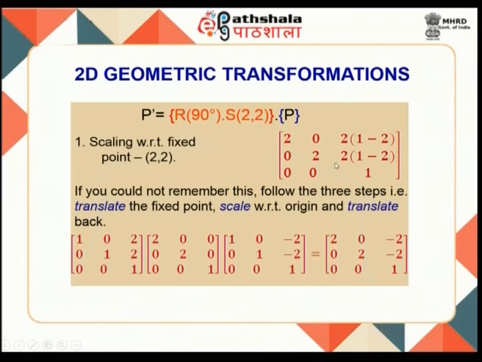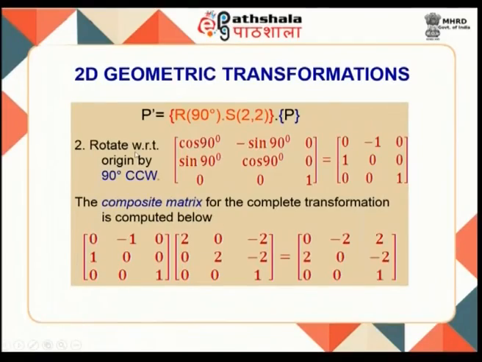If you are not able to remember this, what you can do is translate the fixed point (2, 2) to the origin, that means T(−2, −2), then perform ordinary scaling, where the translation elements are 0 0 and the scaling factors are 2 2, and then perform a retranslation. You can do these 3 steps and still get the same matrix as that of the fixed point scaling matrix. So, if you do not remember the general fixed point matrix, you can take these steps in 3 steps and multiply, get a composite, and that represents the same matrix.